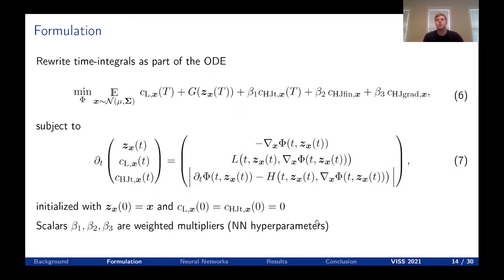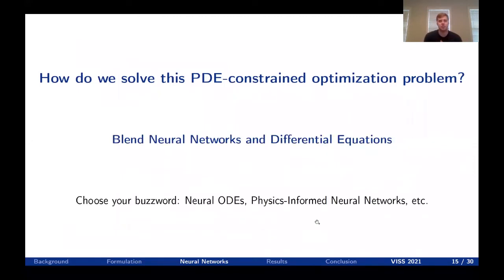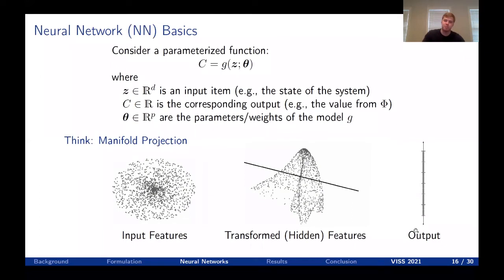So then I ask you, how do you solve this PDE constrained optimization problem? And the answer is really you blend neural networks and differential equations. You can choose your buzzword. Some people say neural ODEs. Some people say physics-informed neural networks. Really doesn't matter. They're all kind of the same thing. And I'm sure people have come up with more names, but that's the name of the game.